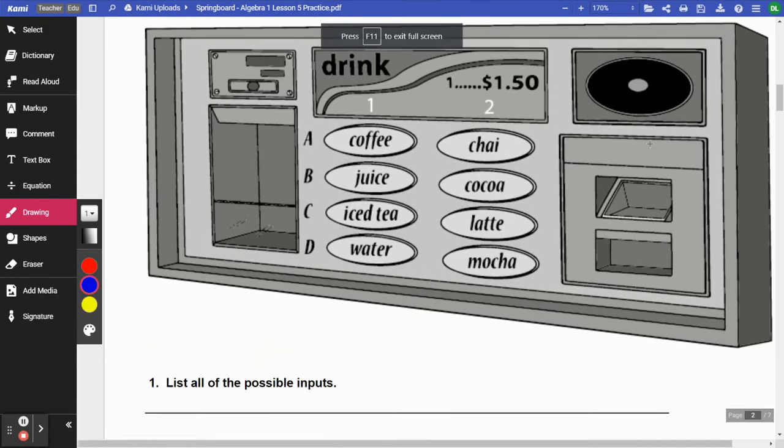List all the inputs that are possible. I can push A1, B1, C1, D1, then A2, B2, C2, and then D2. Those are all of my possible inputs, right? So A1, A2, B1, B2, C1, C2, D1, and D2.